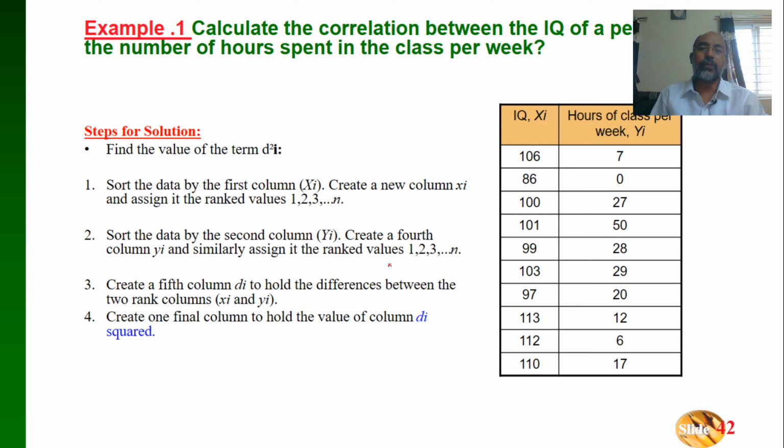This is how the data is given. This is the table, data is given, question asked. This is the IQ, xi. IQ we have taken as x, and this is y.